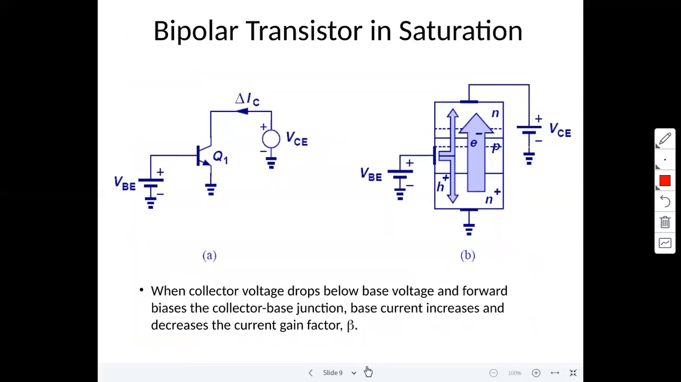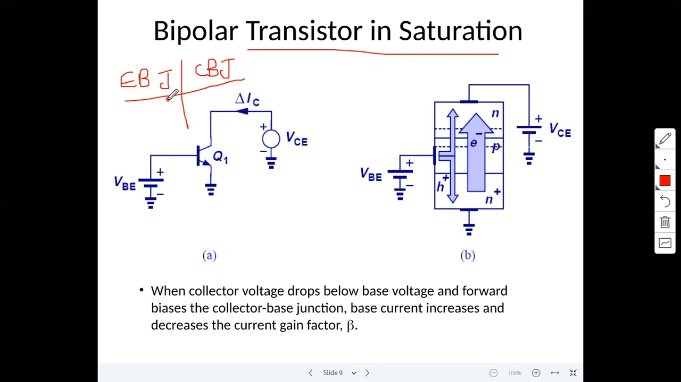Okay. Next, we enter into another important concept in bipolar junction transistors: the BJT in the saturation region. What is meant by a saturation region? Already we know that in a BJT, two junctions are there. One is the emitter base junction, and the second junction is the collector base junction, CBJ.